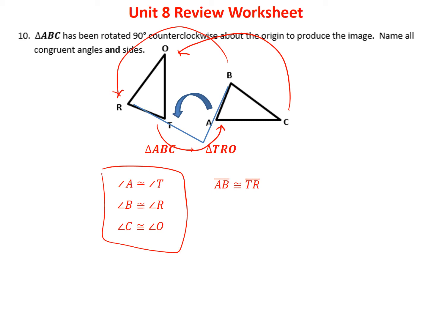So AB becomes TR. So that side becomes TR. BC, right here, becomes RO. And finally, CA, which is here and here, becomes OT. So once you've established the angles, the sides can be just done by substituting in the same letters.